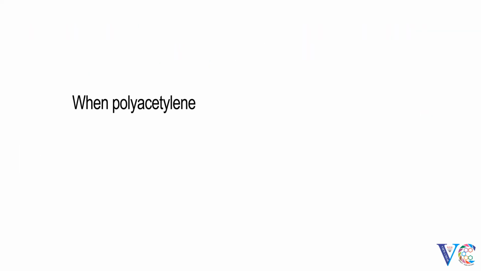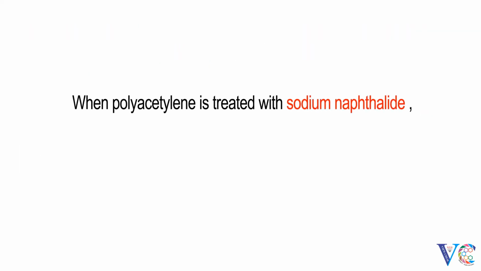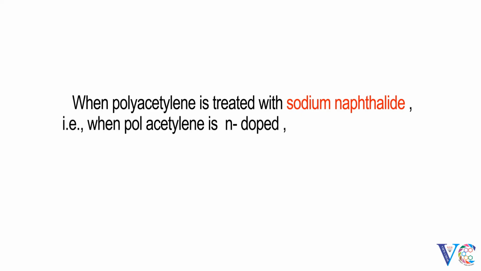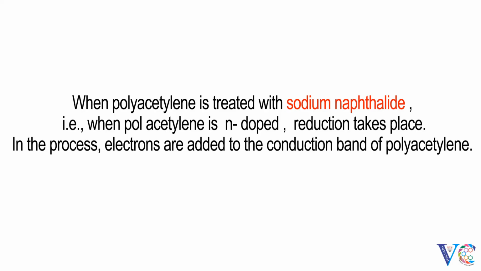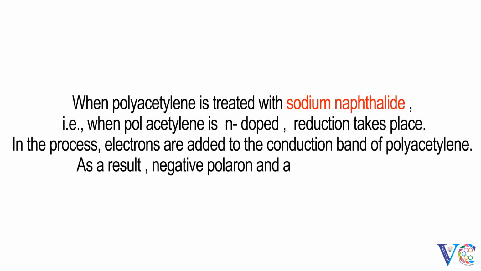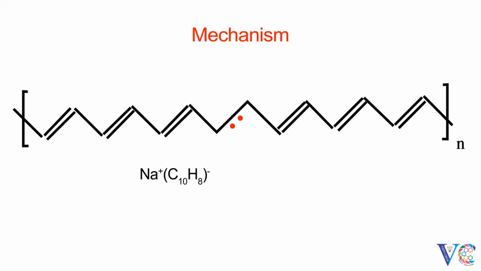When polyacetylene is treated with sodium naphthalide, that is, when polyacetylene is n-doped, reduction takes place. In the process, electrons are added to the conduction band of polyacetylene. As a result, negative polarin and a dianion are formed. Mechanism.